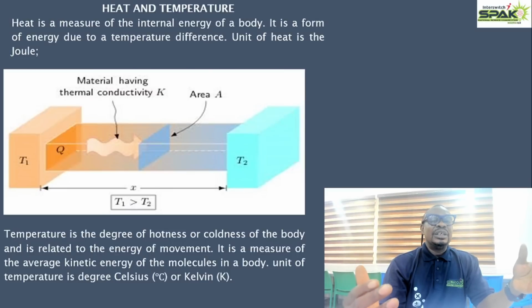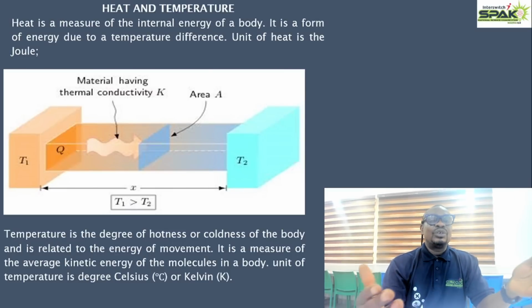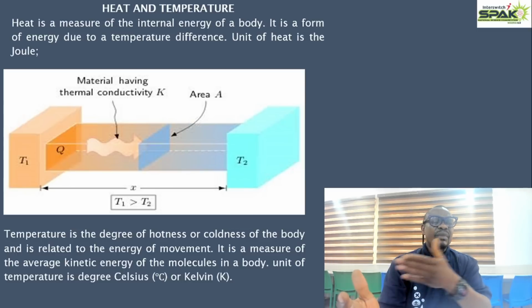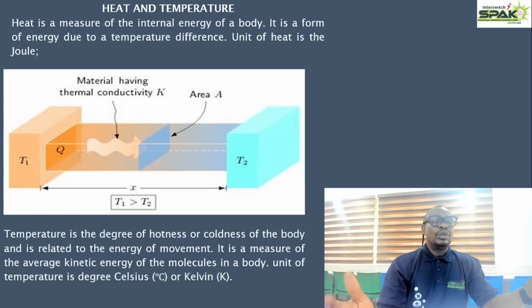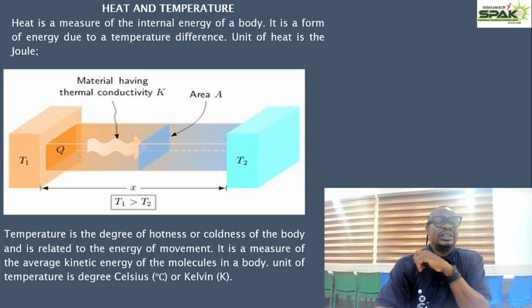So when they say a body is at thermal equilibrium, it means that there is no flow of heat energy. It means that the temperature of that body is uniform in every part of the body. So since heat is a form of energy, what then is the unit of heat? The unit of heat is simply joules.